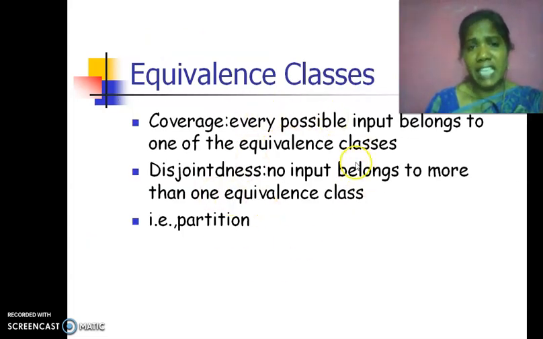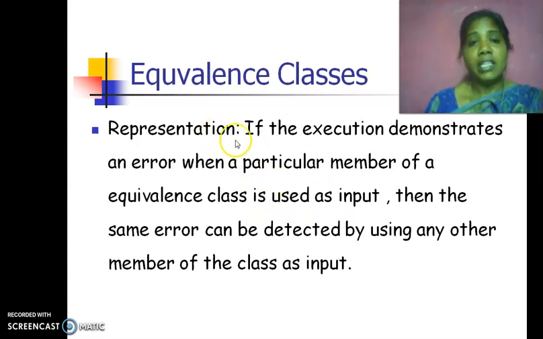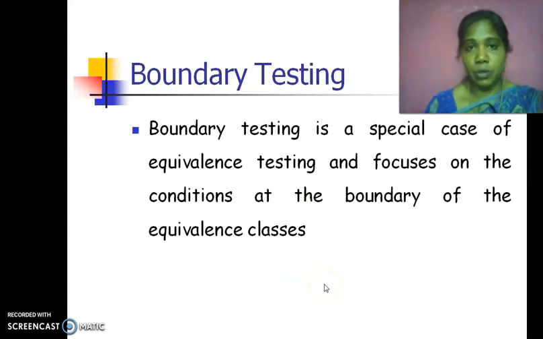In equivalence classes, the first property is coverage: every possible input belongs to one of the equivalence classes. Then disjointness: no input belongs to more than one equivalence class, called the partition. Another one is representation: if the execution demonstrates an error when a particular member of the equivalence class is used as input, then the same error can be detected by using any other member of the class.